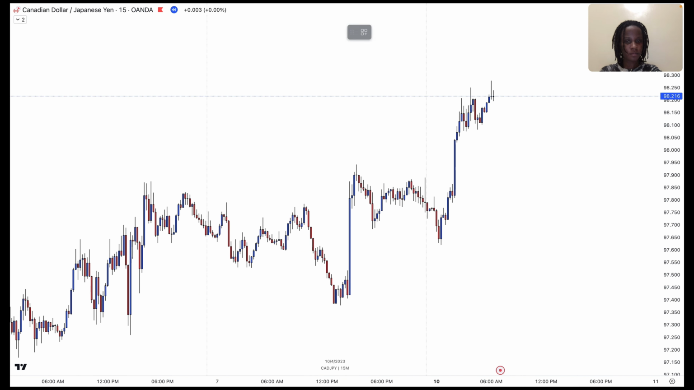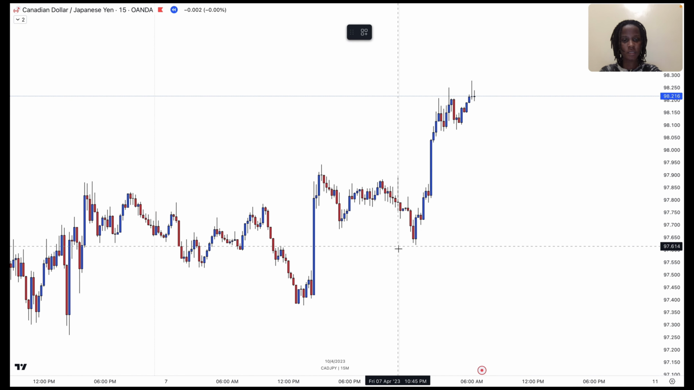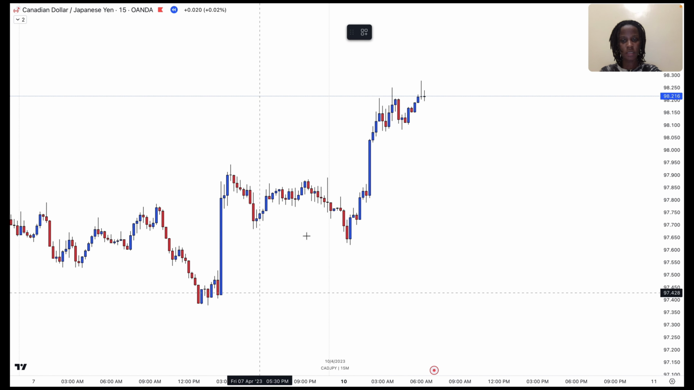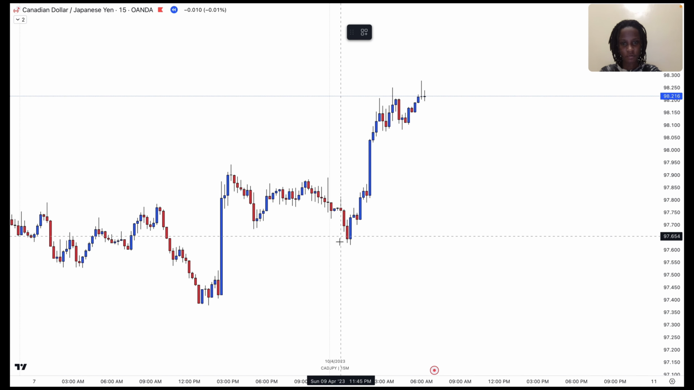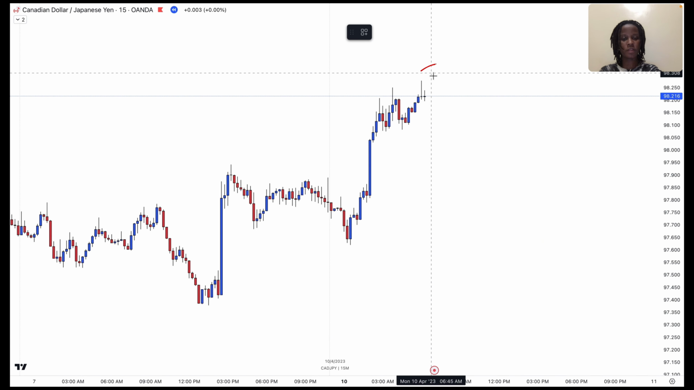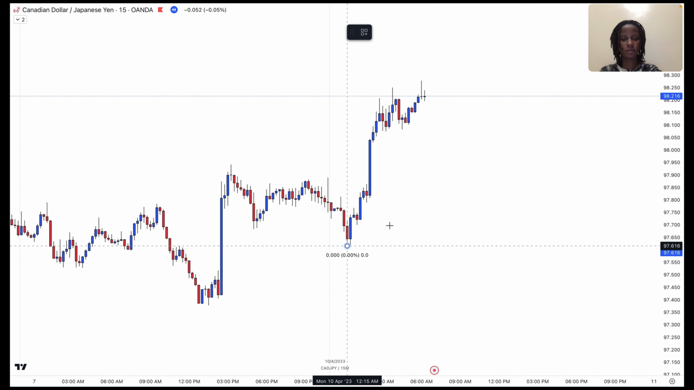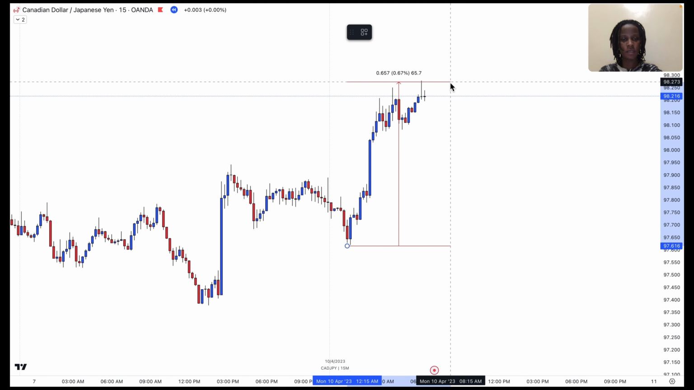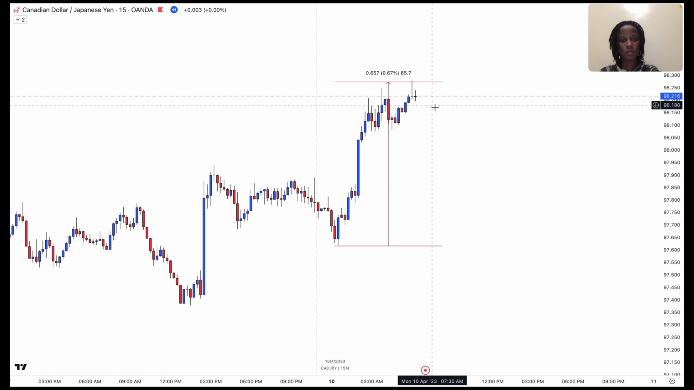Let's first measure the impulse move. So it's from here down, because this move started from here. This is not a very big retracement here down, but that is not necessary. Let's just measure from here down to where the price is. If you measure this impulsive move, you can see this is more than 45 pips.